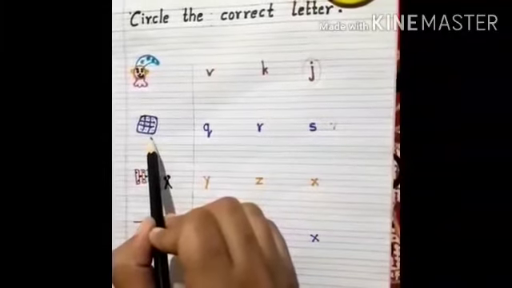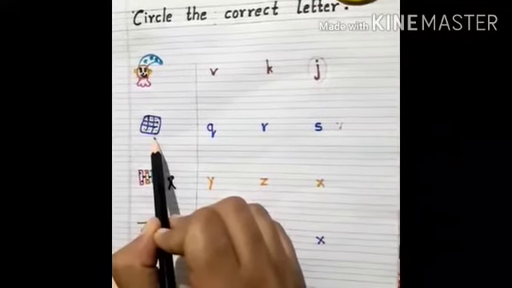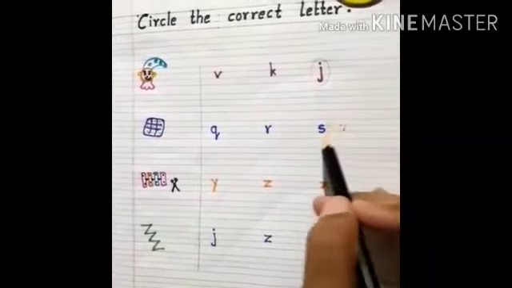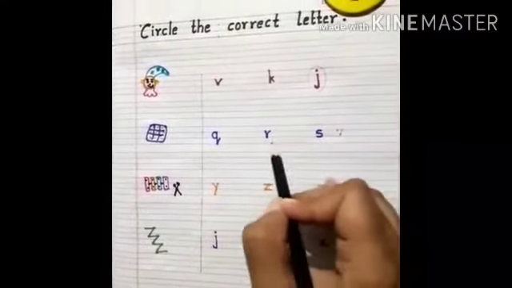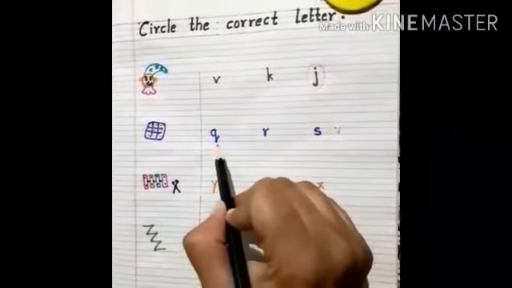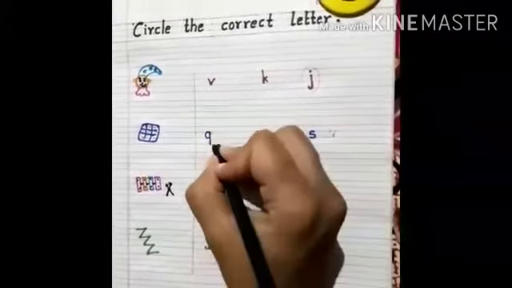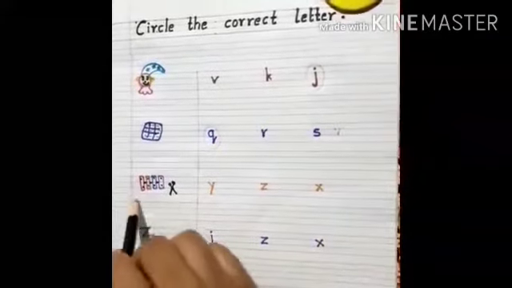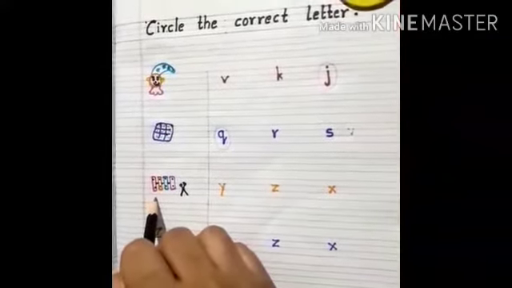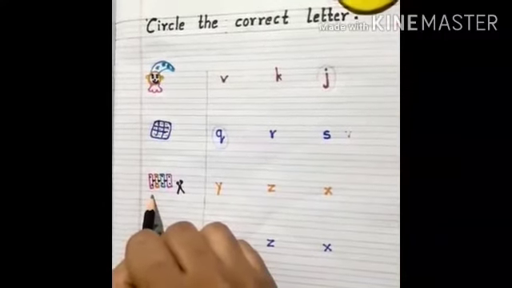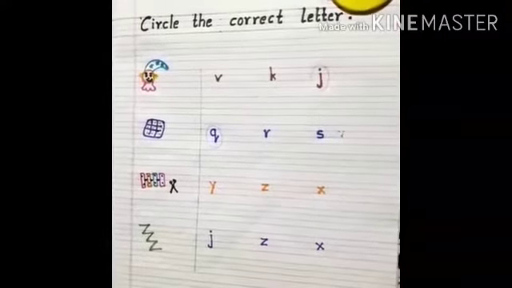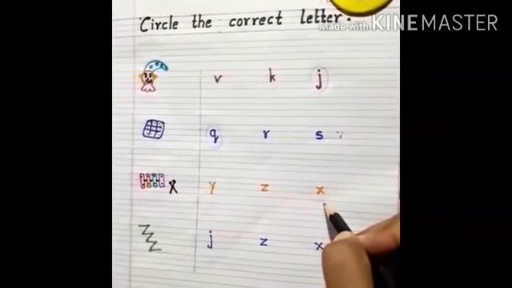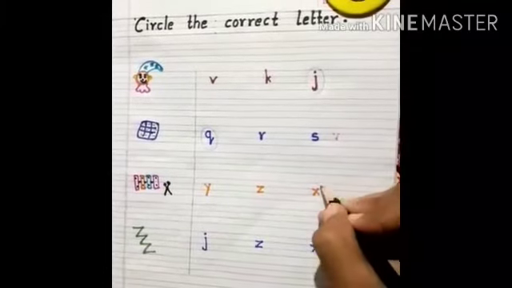What is this? Yes, this is quilt. Now what is for quilt? Which letter? Let's find it out. Yes, letter Q. Now let's circle this letter. What is this, children? This is a picture of a xylophone. And what is for xylophone? Yes, the letter X. Now let's circle this letter.